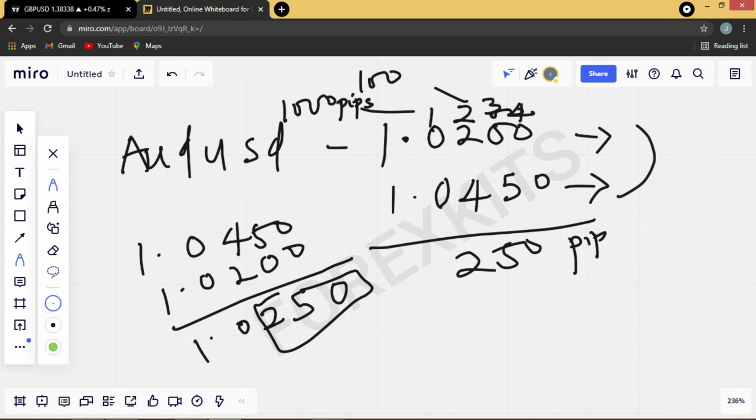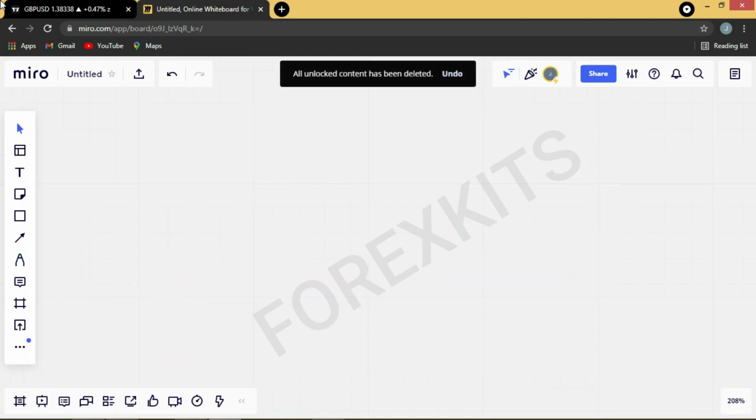So how do you now calculate JPY pairs? I'll clear everything on my chart. How do you calculate JPY pairs? So, pip calculation for JPY pairs.